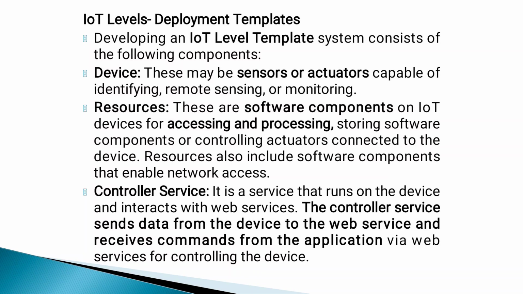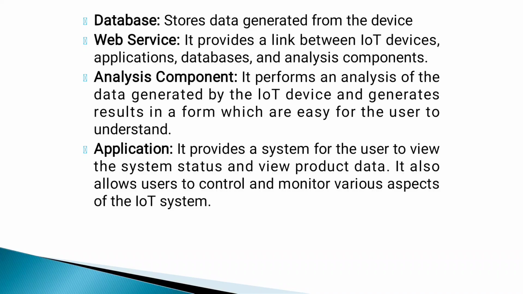Next one is the resources. These are software components on the IoT device for accessing, processing, and storing data, or controlling the actuators connected to the device. Next one is the controller service. It is a service that runs on the device and interacts with the web service. The controller service sends the data from the device to the web service and receives the commands from the applications via the web service. Database stores data generated from the device.